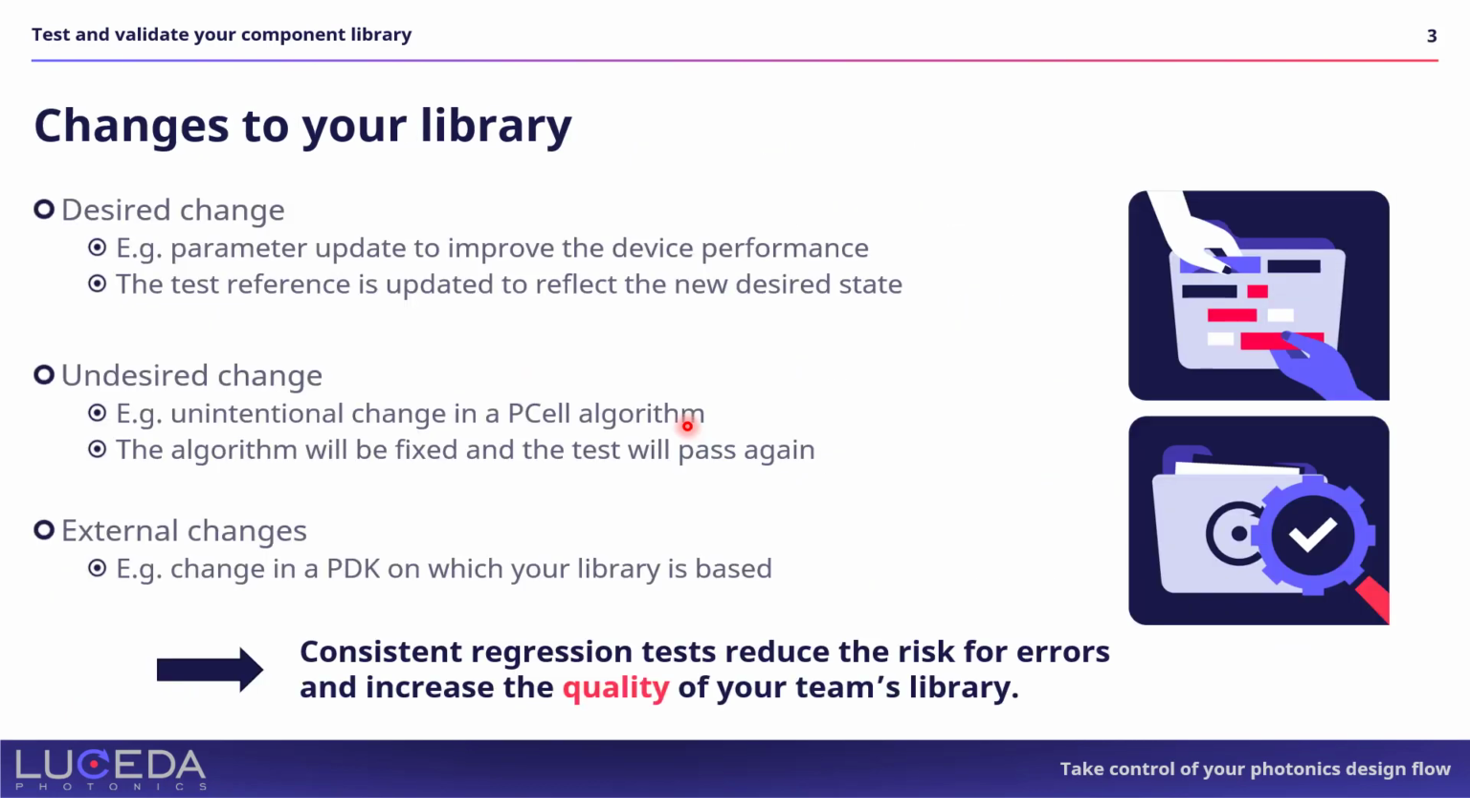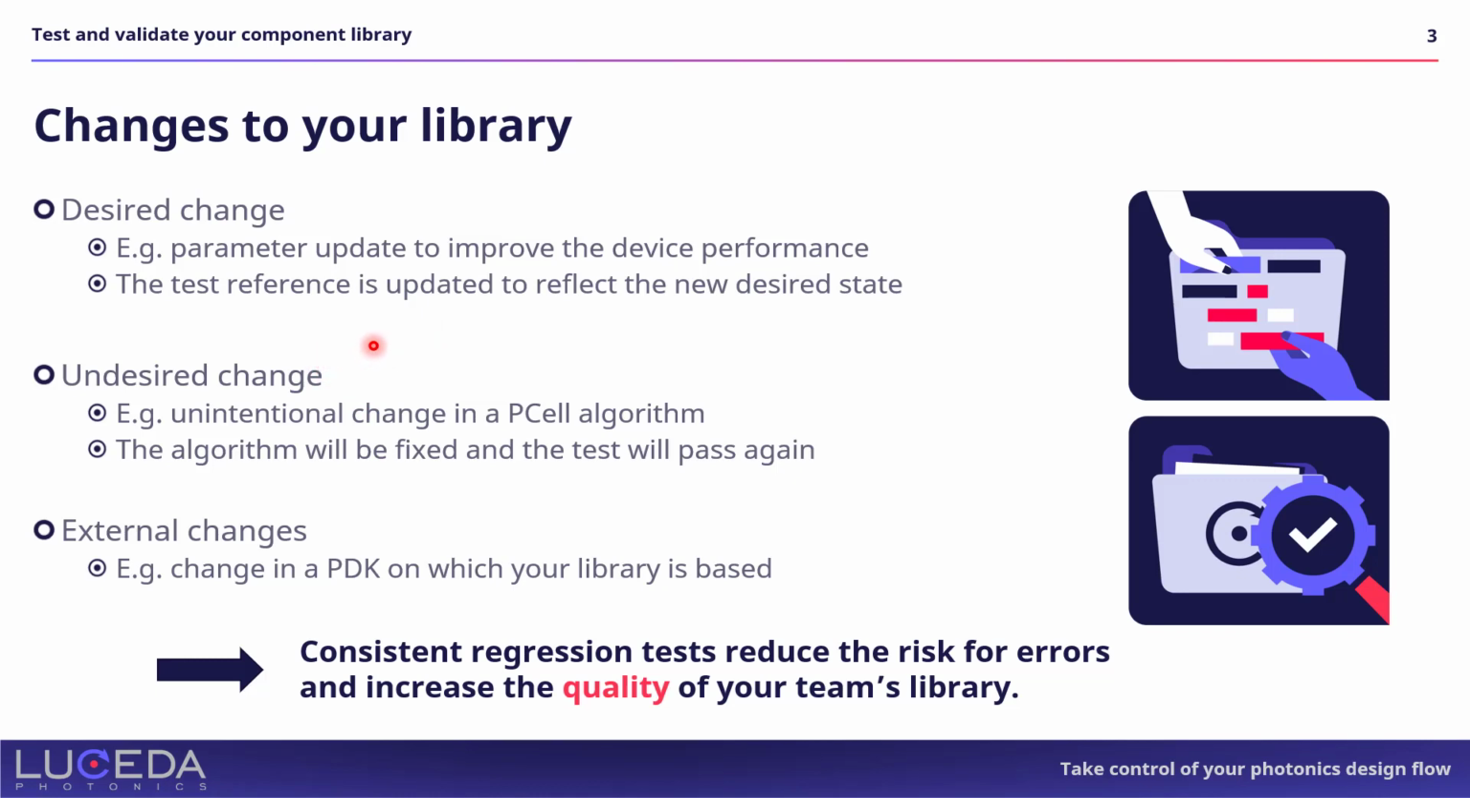What type of changes could you have to your library? Well, the first type of change is a desired change. Imagine you want to update a parameter to improve a device performance after you have run more simulations. In this case, you would update the test reference so that you reflect the new desired state of your component.